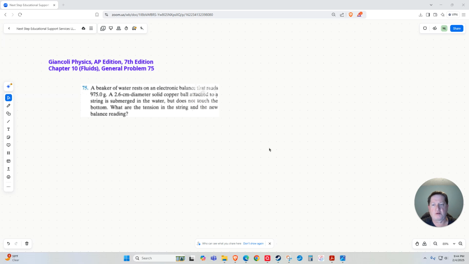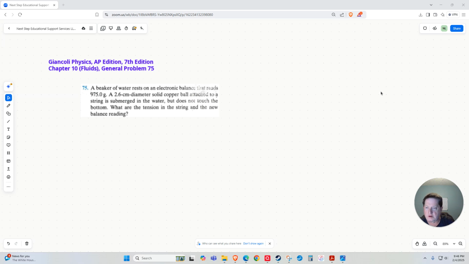That problem reads, a beaker of water rests on an electronic balance that reads 975 grams. A 2.6 centimeter solid copper ball attached to a string is submerged in the water, but does not touch the bottom. What are the tension in the string and the new balance reading? So go ahead and wrap your brain around this problem, see if you come up with a plan. Let's come back and compare notes.